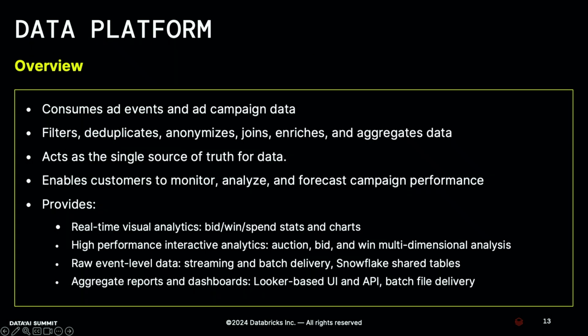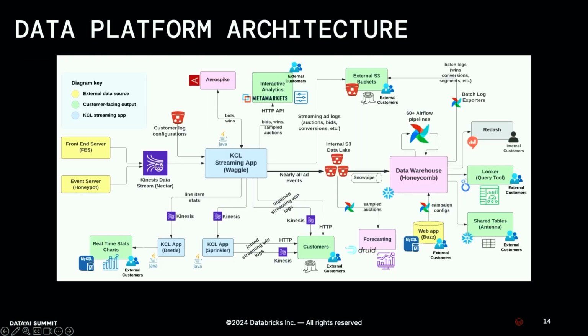This slide summarizes what the data platform does. But instead of going over all this text, the best way to describe the data platform is through an architecture diagram, of course, because an architecture diagram is worth 1,000 words. The diagram shows the architecture of the Beeswax data platform before the migration. Everything was and continues to be on AWS.